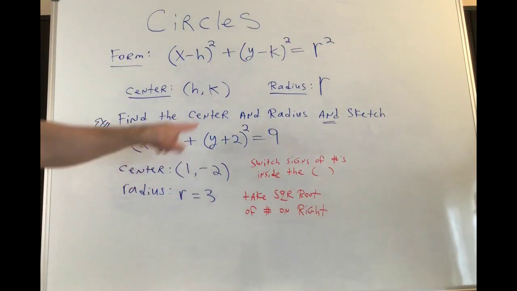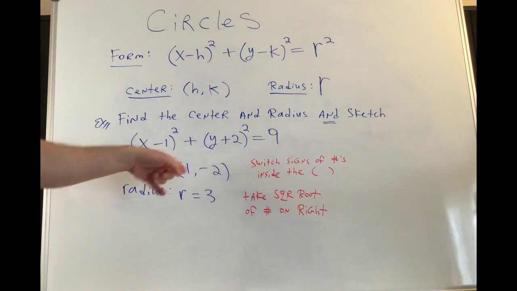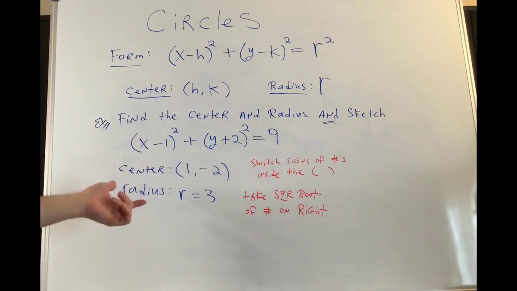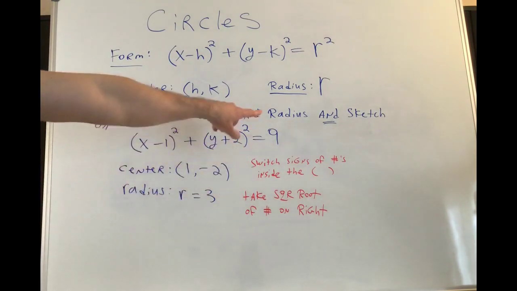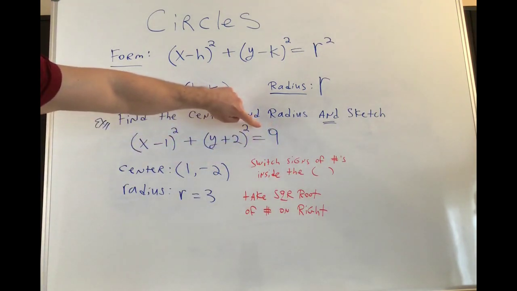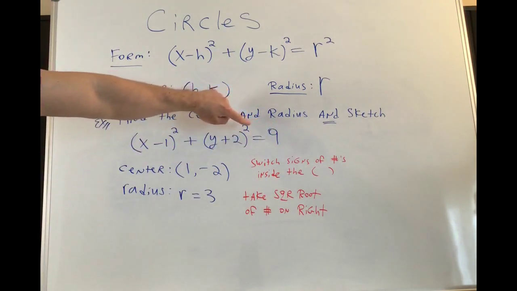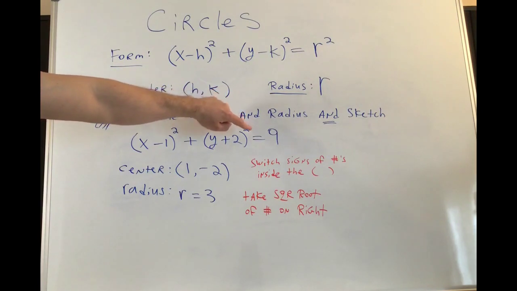And obviously, x comes before y. So you put x first and y second, as long as you remember your alphabet. Now, for the radius, you just take the square root of whatever number is here. That's why if this was an 11, you'd have radical 11. I mean, what are you supposed to do with that? You wouldn't be able to draw this.